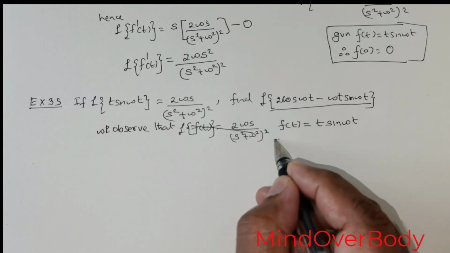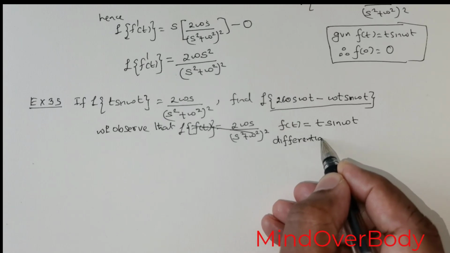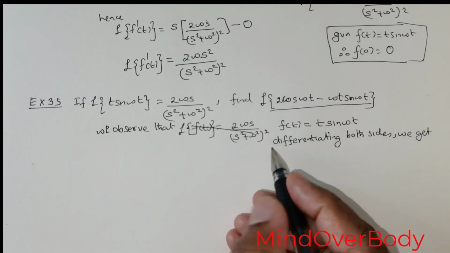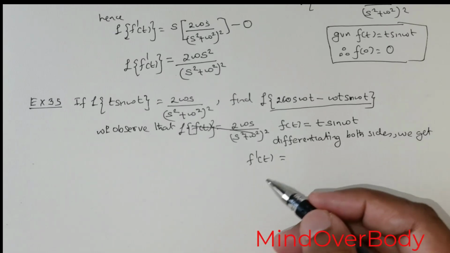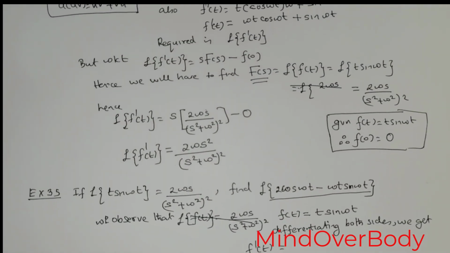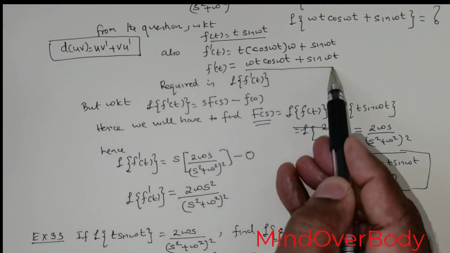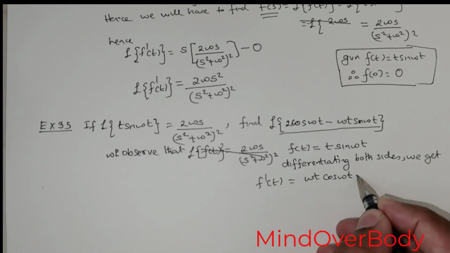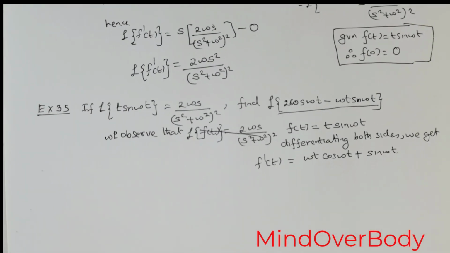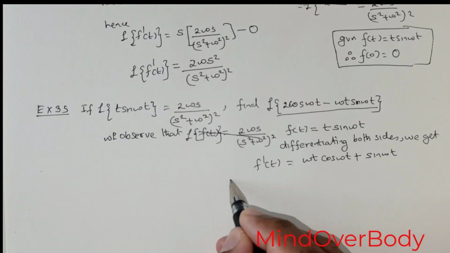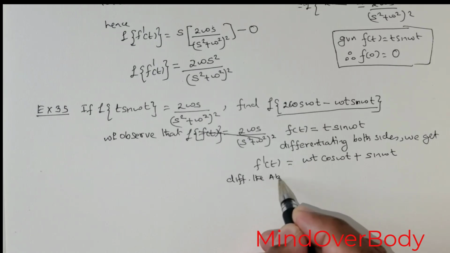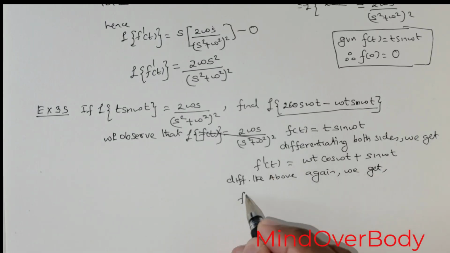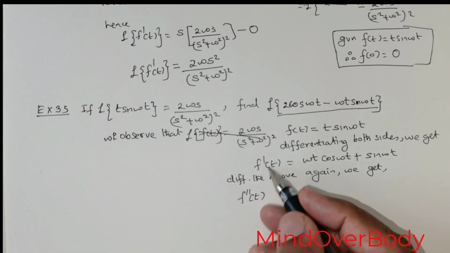So from here, if I were to differentiate both sides, we get, on the left, f dash of t. On the right hand side, we have already obtained the differentiation. So let me just show that. f dash of t is this. So I'm going to use that result here. f dash of t is omega t times cos omega t plus sine omega t. Now I would like to differentiate this again. So differentiating the above term again, what do we get? On the left it's going to be f double dash of t.